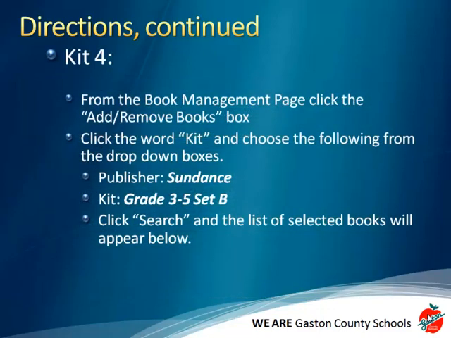Kit 4 is done the same as Kit 3. So from the book management page, click Add and Remove Books. Click the word Kit, and then choose from the following for the drop-down boxes. Choose Sundance for the publisher. For the kit, choose grade 3 through 5, set B, and then click Search, and the list of selected books will appear below.